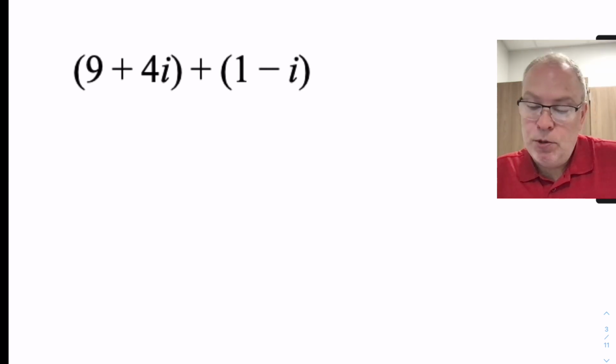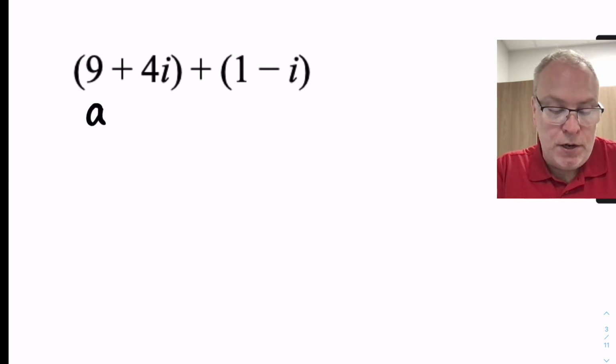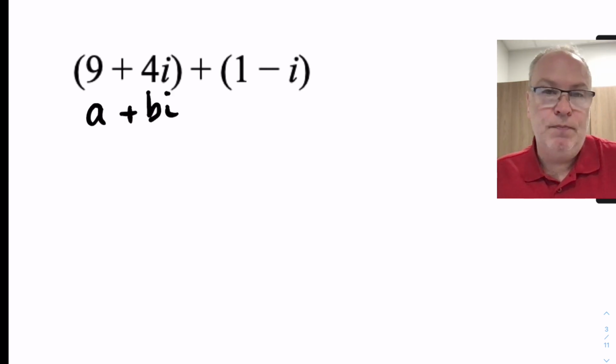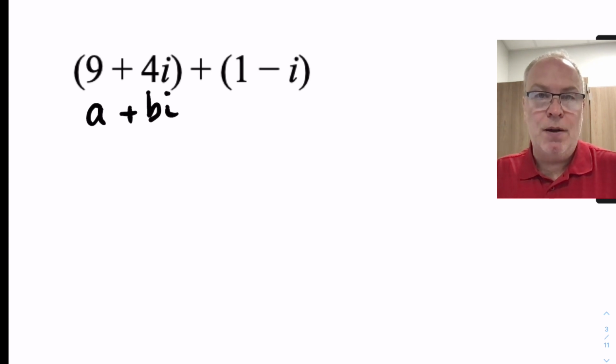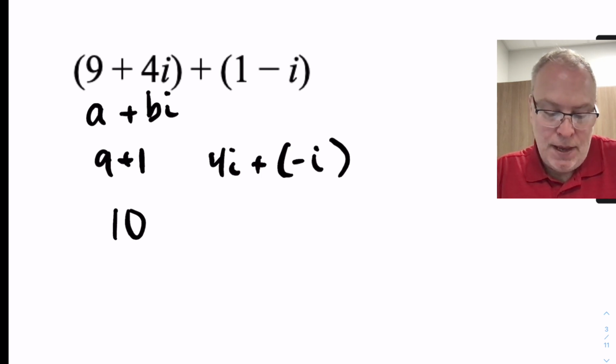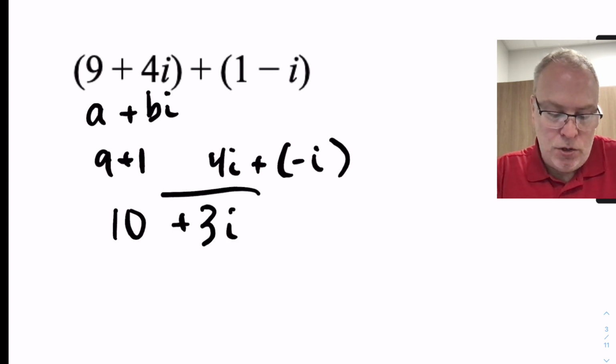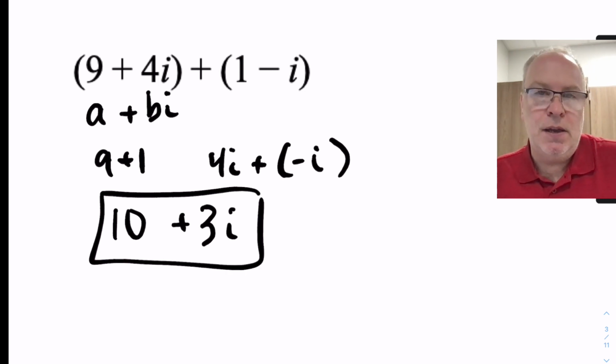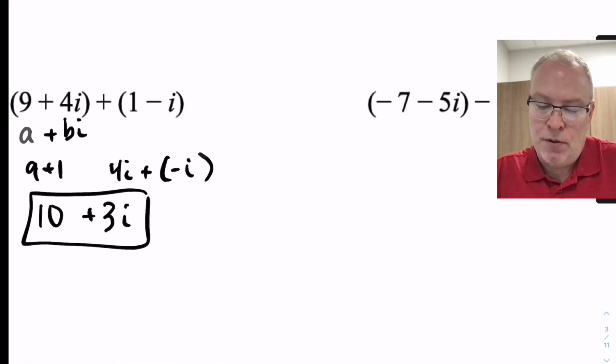Adding complex numbers. These are called complex numbers because they're of the form a plus bi. They've got a real part and an imaginary part. Think of them as x's. They're like terms. So we just add 9 plus 1 and we get 10. And then we add our 4i and our negative 1i, which is 3i. You could do all that in your head. It's just combining like terms. Just combining like terms is all that is.